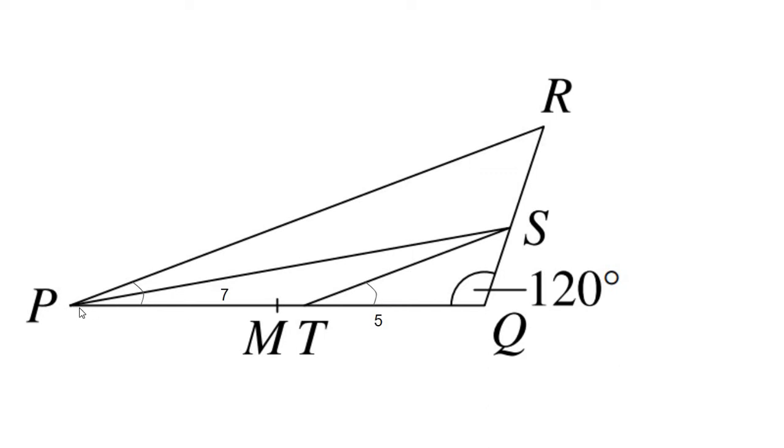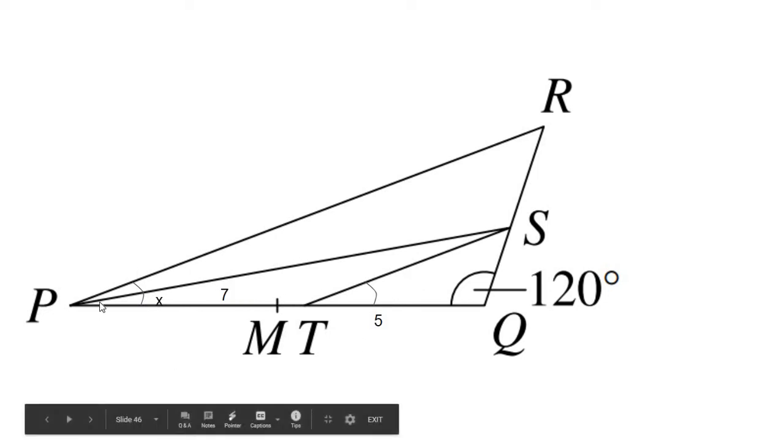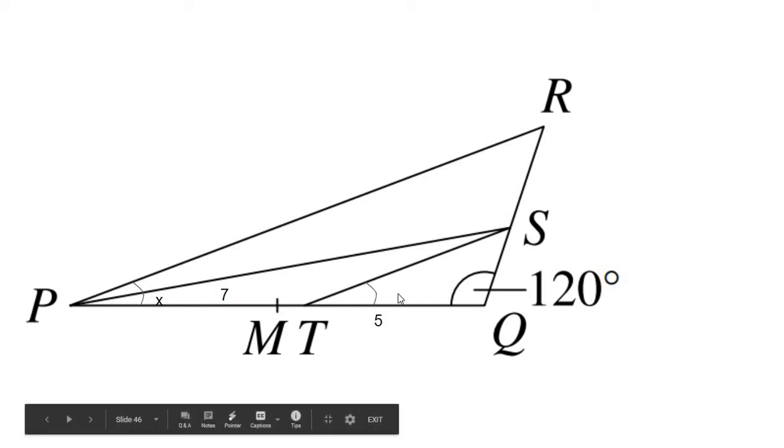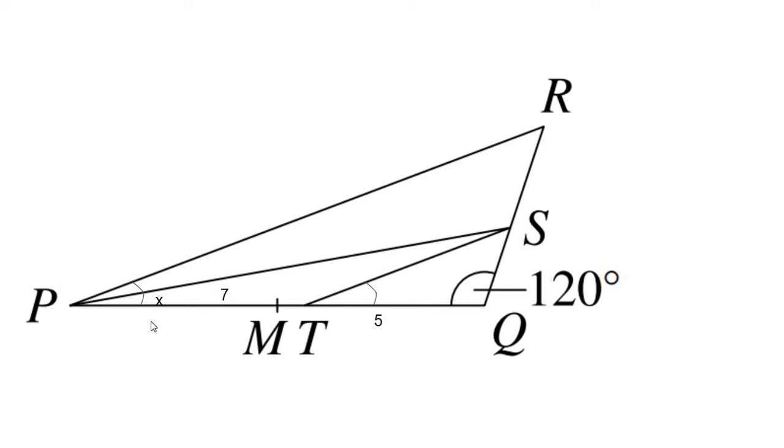Now, the half of RPT, which is this part right here, that's going to be X. That way, this is 2X, which is STQ, because the angle RPT is bisected by the line PS. So STQ is 2X. And then, if we want to find the supplement of this, meaning angle PTS, that's going to be 180 minus 2x.